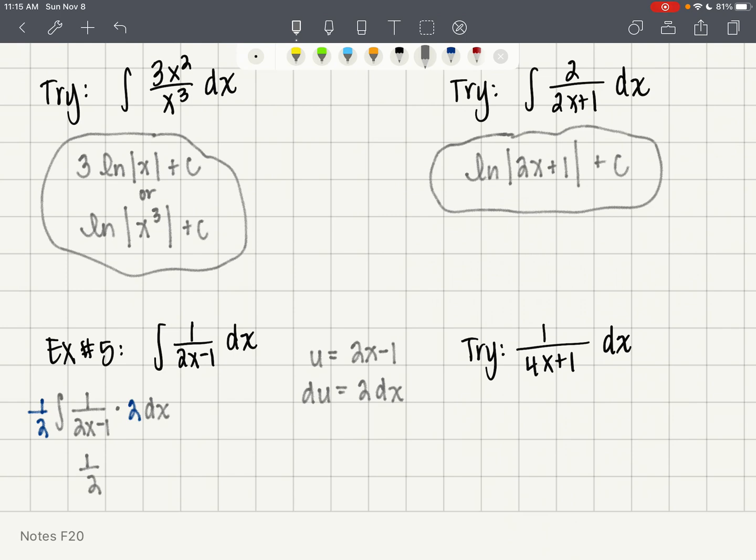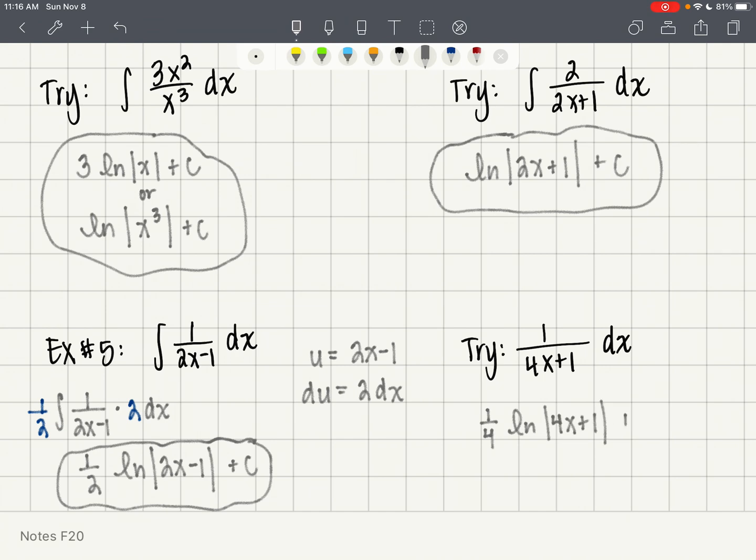We get 1/2 times the natural log of the absolute value of 2x minus 1 plus c. Okay, there's one for you to try, and I'll come back with the answer. So if you got 1/4 times the natural log of the absolute value of 4x plus 1 plus c, you're catching on. Okay, one more example and try for this video.